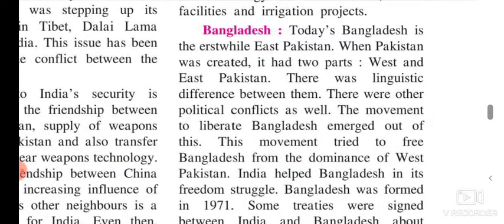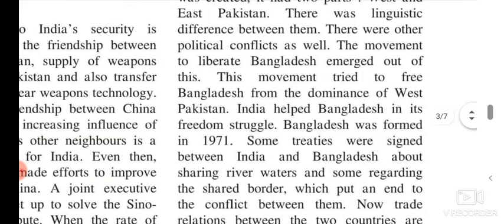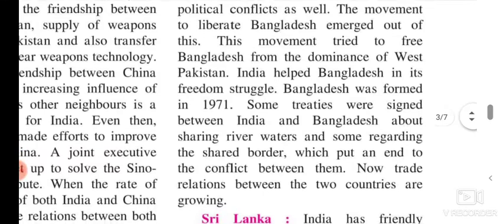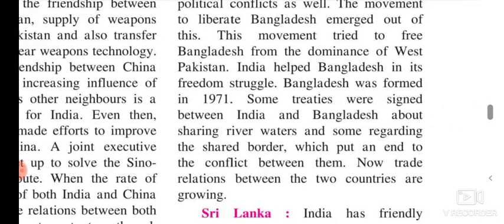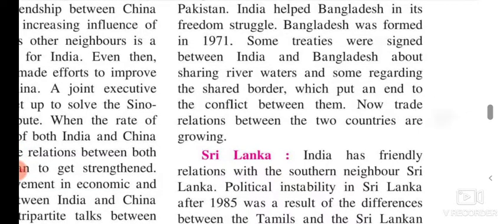Bangladesh. Today's Bangladesh is a part of the former East Pakistan. When Pakistan was created, it had two parts, East and West Pakistan. There were linguistic differences between them. There were other political conflicts as well. The movement to liberate Bangladesh emerged out of this. The movement tried to free Bangladesh from the dominance of West Pakistan. India helped Bangladesh in its freedom struggle. Bangladesh was formed in 1971. Some treaties were signed between India and Bangladesh about sharing river waters and some regarding sharing borders, which put an end to the conflict between them. Now, trade relations between the two countries are growing.